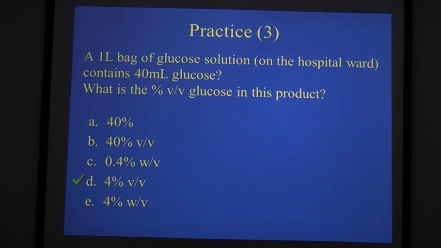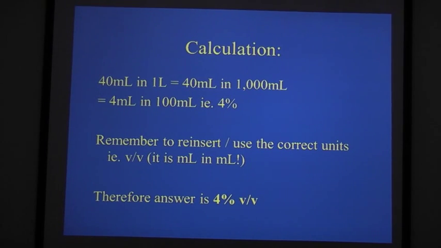Okay, so the answer is 4% volume to volume. The way we got there is you've got 40 milliliters in 1 litre, which means you've got 40 milliliters in 1,000 milliliters, which means you've got 4 milliliters in 100 milliliters. We need to work out how much there is in 100 milliliters because it's percent. So it means therefore that it's 4% volume to volume. Remember to reinsert and use the correct units. Very crucial that you do the conversions to the correct units.